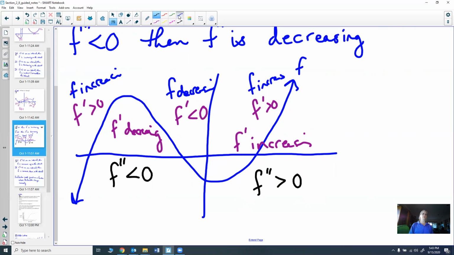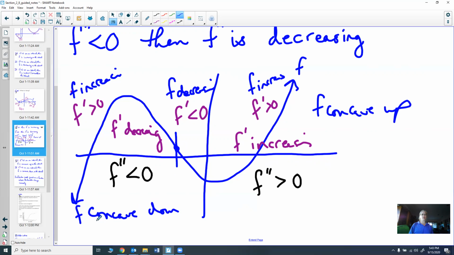So now let's look a little bit closer at this curve. This curve from here to here, to about here, is what we call concave down. So f is concave down here. From here to here, f is now concave up. I want to point out to you that when f is concave down, notice that the second derivative is negative. And when f is concave up, notice that the second derivative is positive.